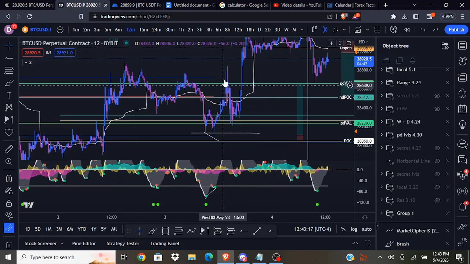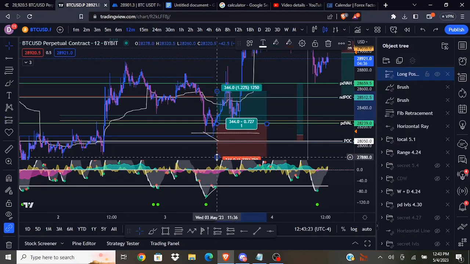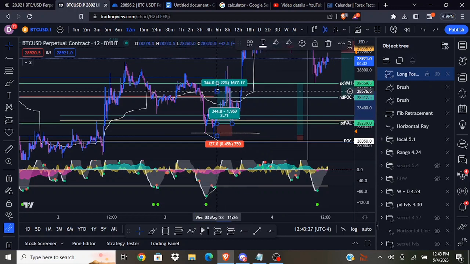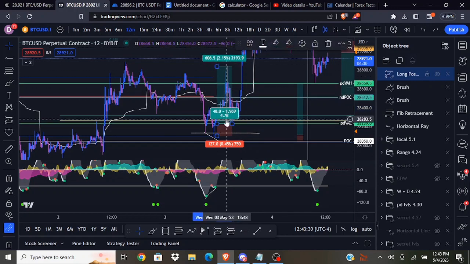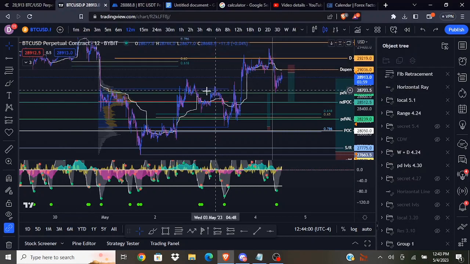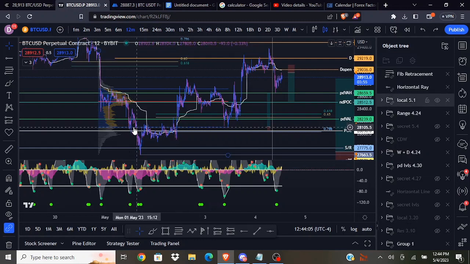And this one ended up being a really good trade. I think I entered right about here, and I did unfortunately get stopped out before that other move to the upside, but I did manage to capture that move, and I took a lot of profits out at the highs of the range. You could simply look for low time frame divergences at the VAL or VAH, and just simply trade the levels like that.